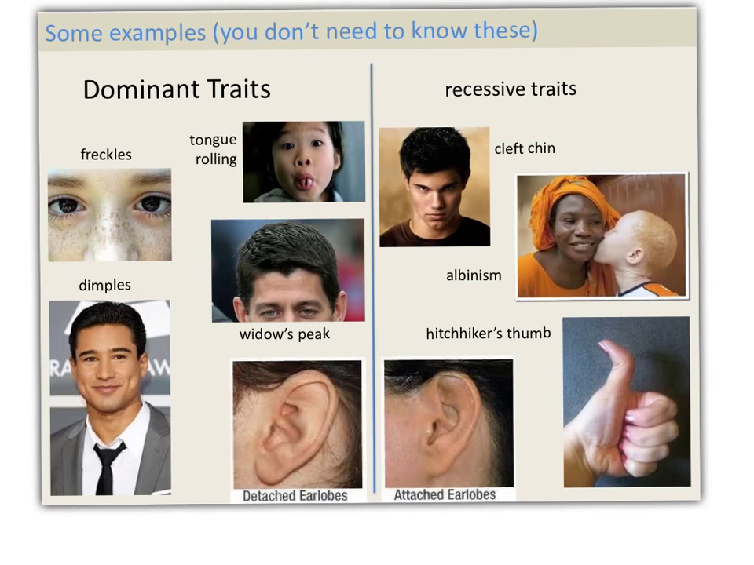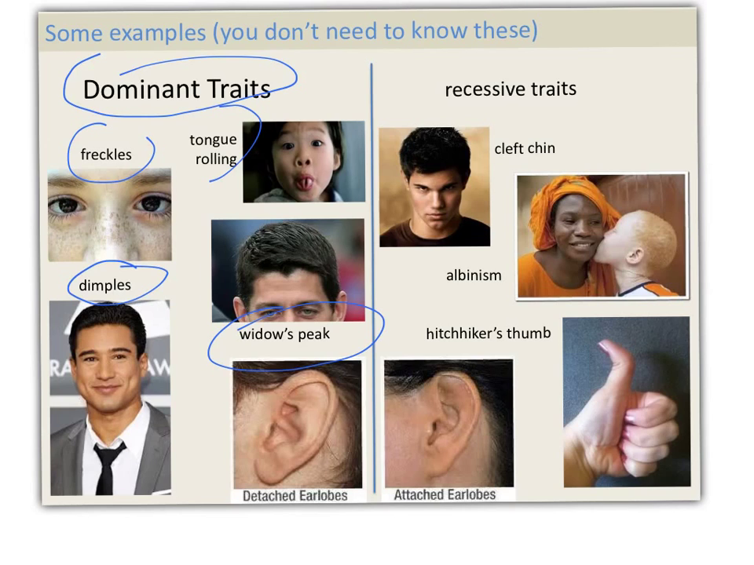So here are some examples in terms of dominance. Freckles, tongue rolling. I can't do that. I don't have freckles. I don't think I have dimples. No, I don't have a widow's peak. Looks like Paul Ryan. What do I have? I think I have detached earlobes. I'm dominant. Amazing.